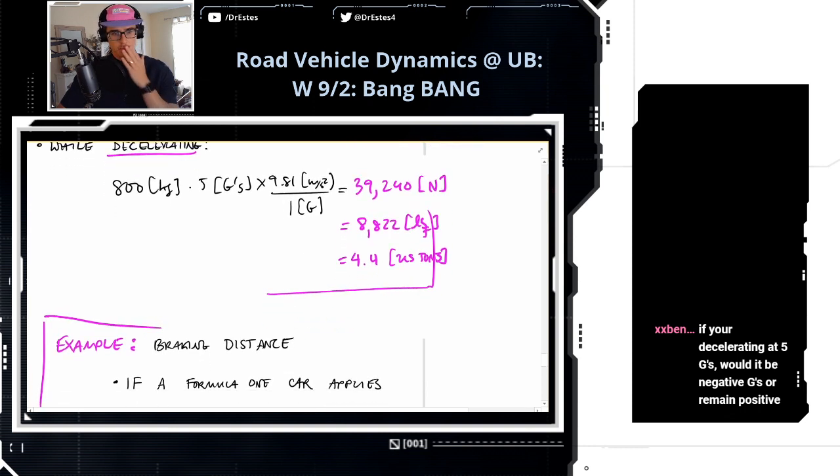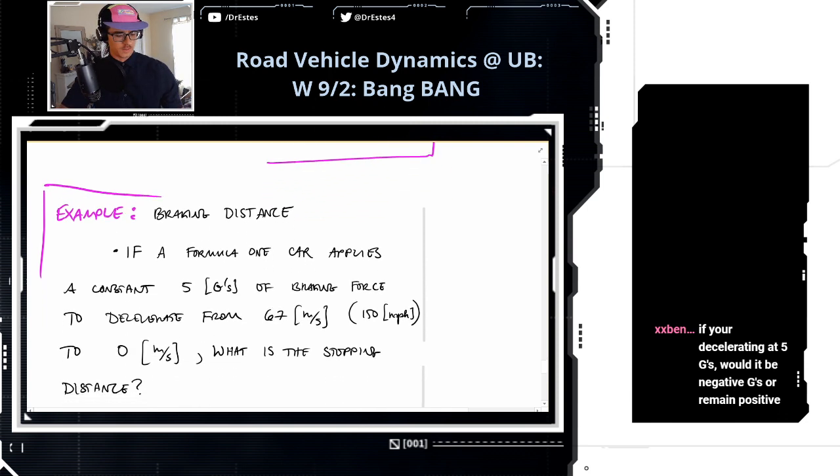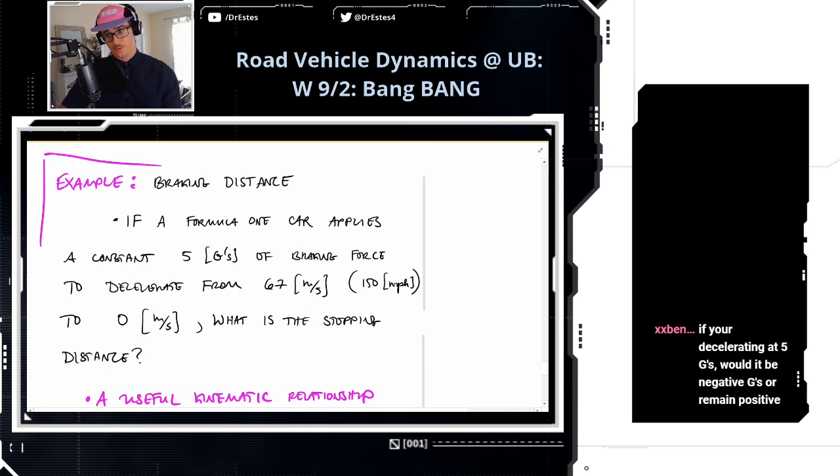Let's do another example. I want to do a braking distance problem for a formula car. If they can brake with like 5 Gs, how far does the car move before it actually stops? In this example, I'm going to show you another useful kinematic relationship that's going to help you with the first homework as well.